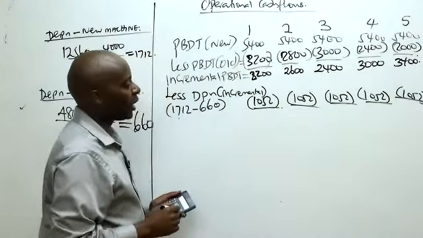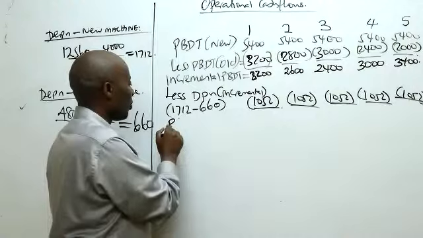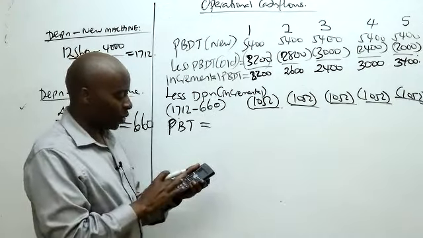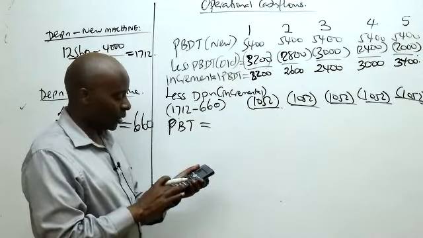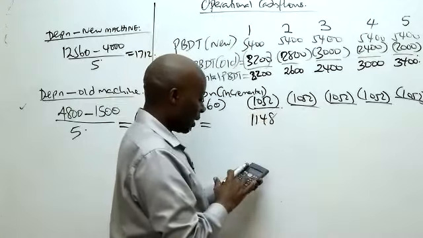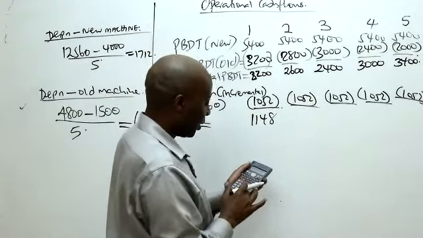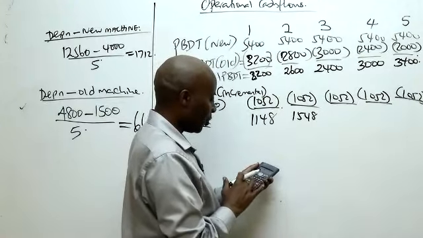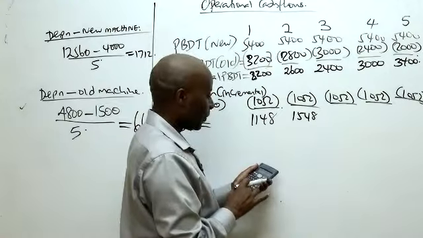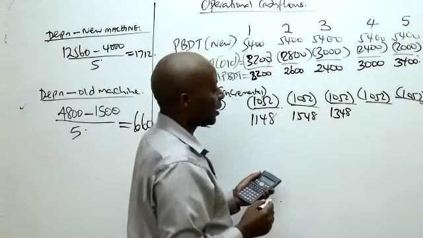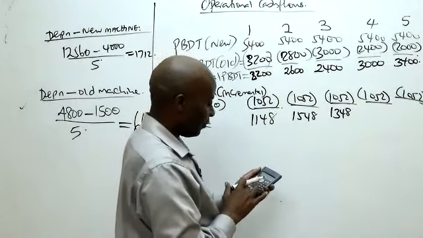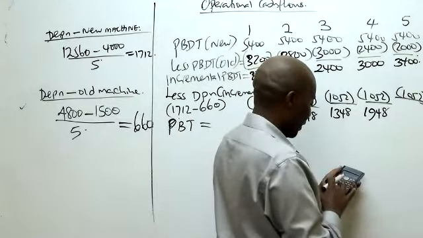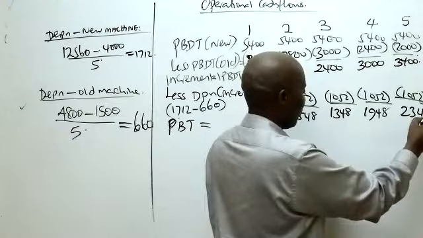Here we are, subtract for us. What you will get will be called a profit before tax. So we have 2200 minus 1052, which gives us 1148. We have 2600 minus 1052, which gives us 1548. We have 2400 minus 1052, which gives us 1348. We have 3000 minus 1052, which gives us 1948. Then we have 3400 minus 1052, which gives us 2348.